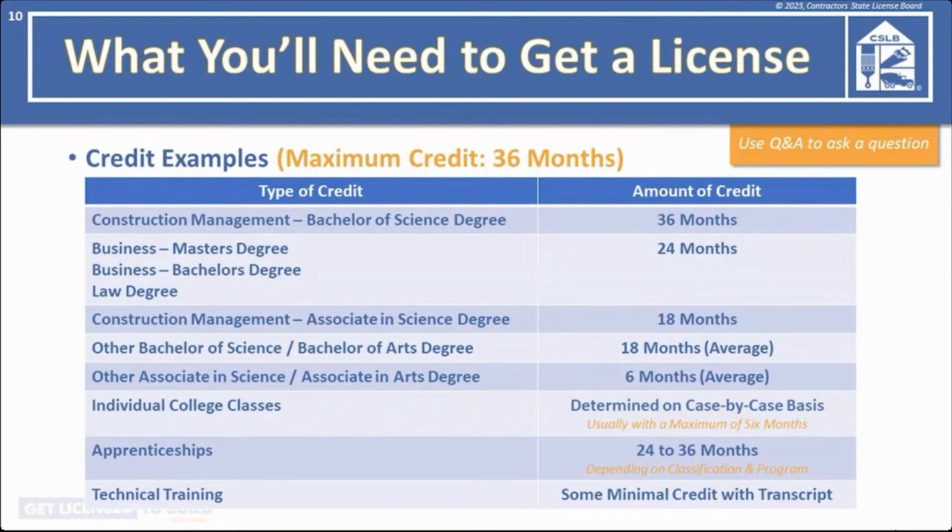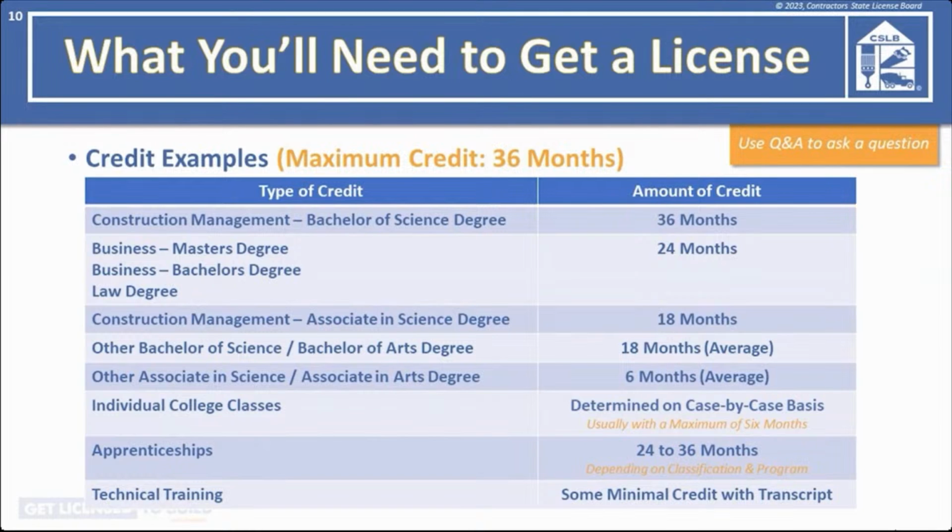So, our best advice is do not rely on the combination of your experience and education credits to barely hit the 4-year experience mark. There is always the real possibility you will not get as much education credit as you were hoping. Let's go through the chart from the most credit you can get to the least.